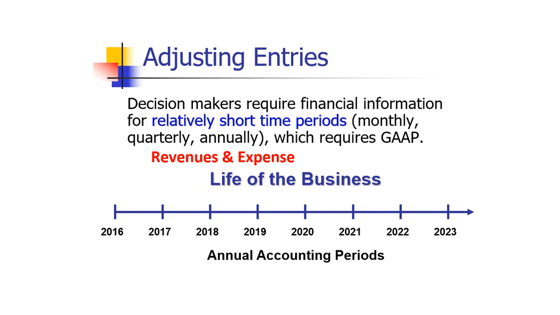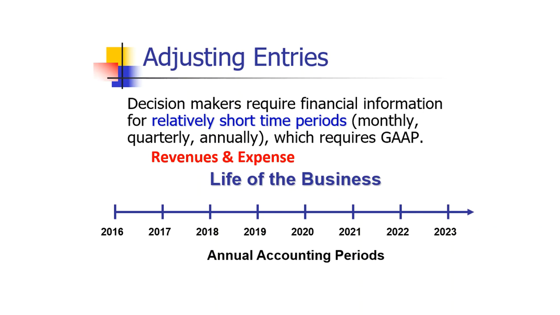Because decision makers require information for relatively short periods of time, monthly, quarterly, annual periods, we use GAAP, accrual basis accounting. And under accrual basis accounting, we record revenues in the period in which we perform the service or deliver the goods, and then we record costs as expenses in the periods in which they have generated the revenues. This brings us to the issue of adjusting entries.